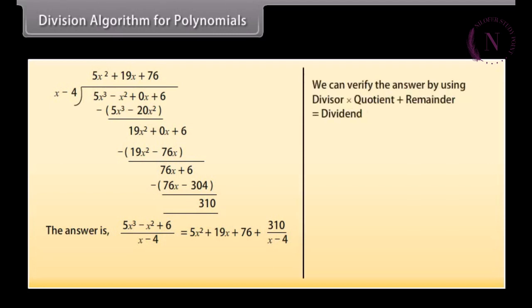We can verify the answer by using divisor times quotient plus remainder is equal to dividend. If divisor times quotient plus remainder is equal to dividend, then our answer is correct.